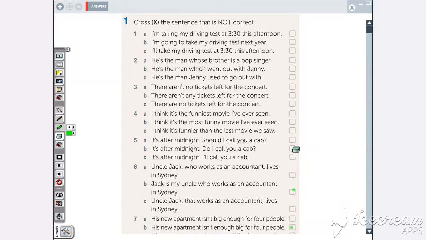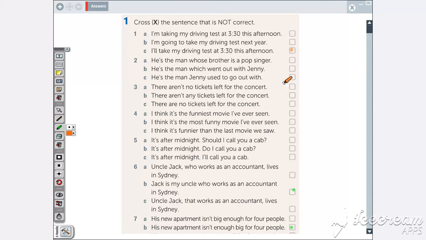Okay, now it's time to start the class. Here we go, number one. I want to give you a few seconds to read the sentences, and we're going to think at the same time which is the correct answer, or which one we think is incorrect. I'm going to read the three, letters A, B, and C. My answer is going to be "I'll take my driving test." Is this not correct because you talk about this afternoon? And when you talk about "will," it's so far. So my answer is going to be this one, okay?